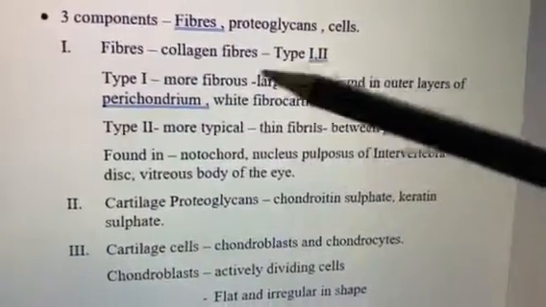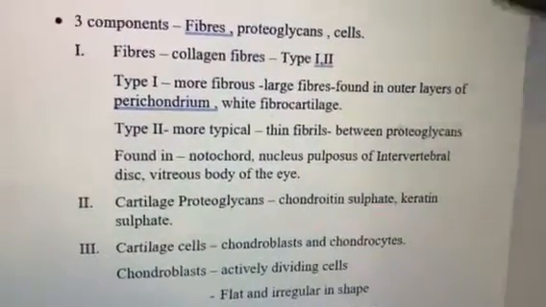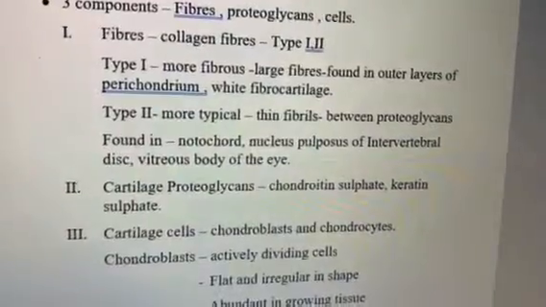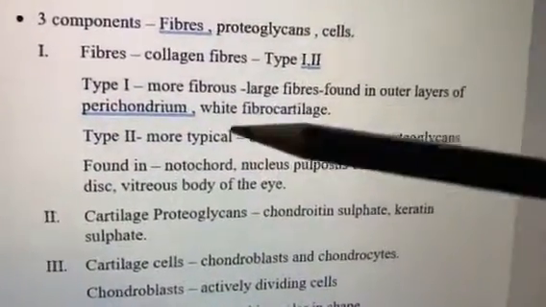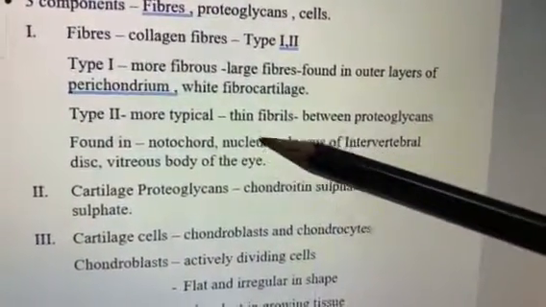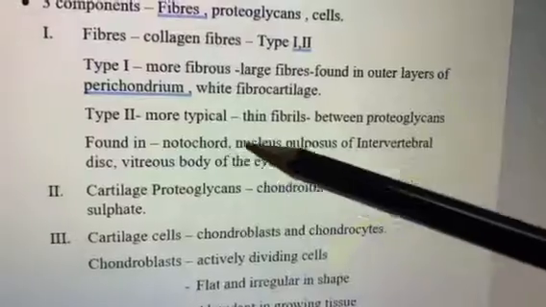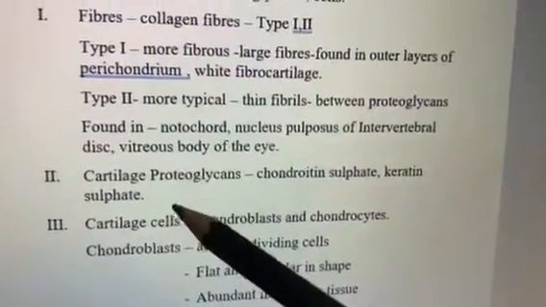Perichondrium is a covering of the cartilage. The outer covering of the cartilage is called perichondrium. So in these two areas only we can see the type 1 fiber. Type 2 fiber is more typical. On most of the areas we could see this fiber only, and it is found in the notochord, nucleus pulposus, all these things you have to memorize.